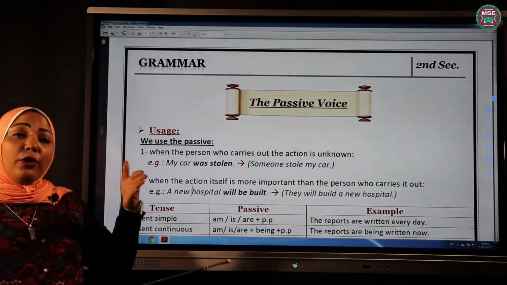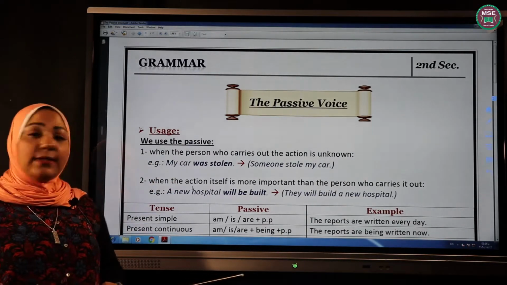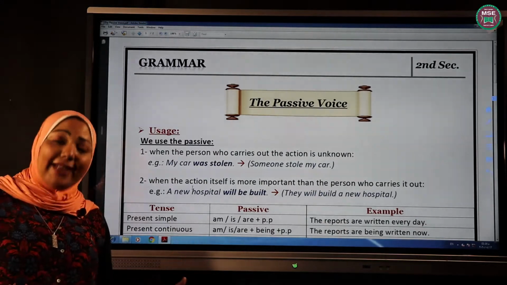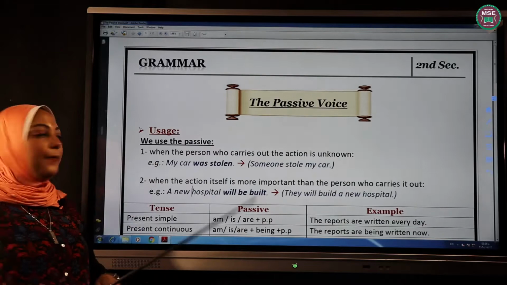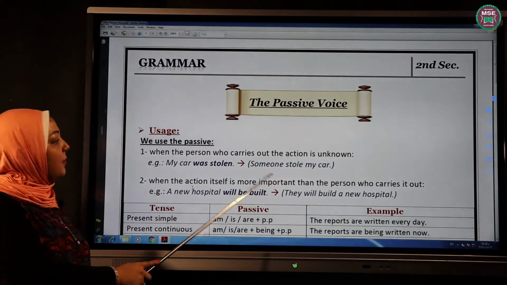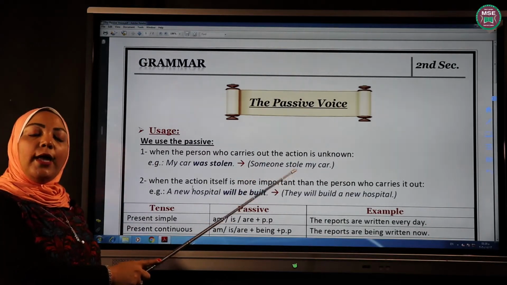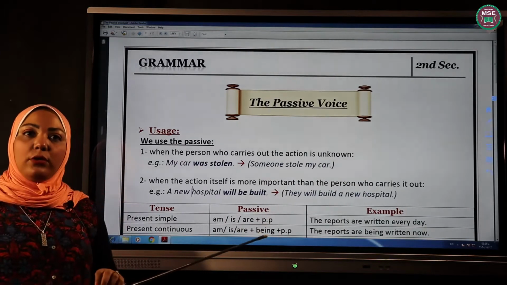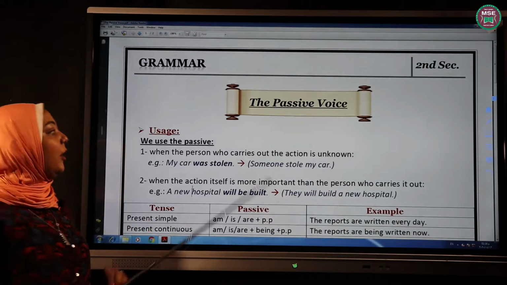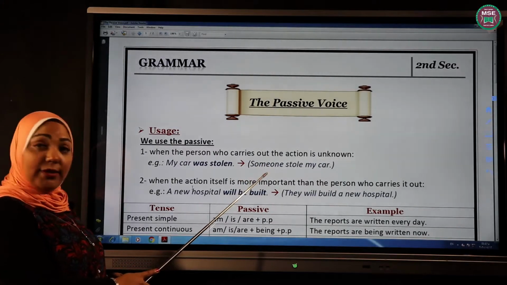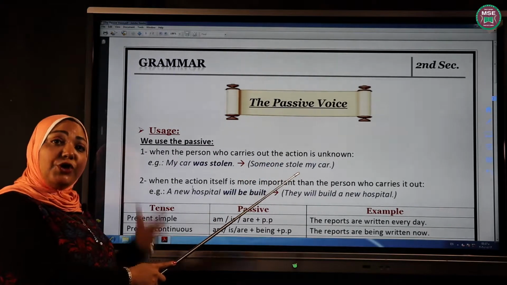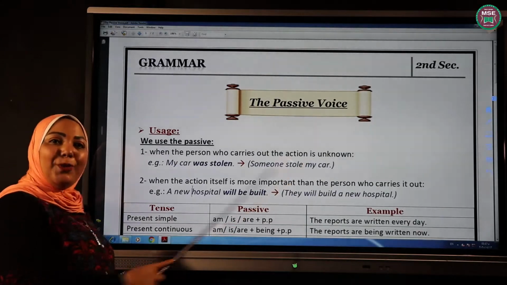Okay, before going further within this transformation from an active sentence into a passive one, let's analyze the sentence. Look at the original sentence. Someone stole my car. This is what we call an active one. How do we know that this is an active one? Because the doer of the action is mentioned at the beginning as the subject, okay? And then the verb, stole, and then the object, my car.